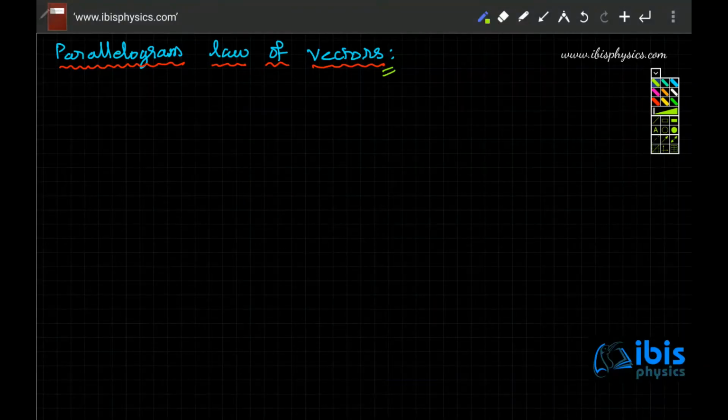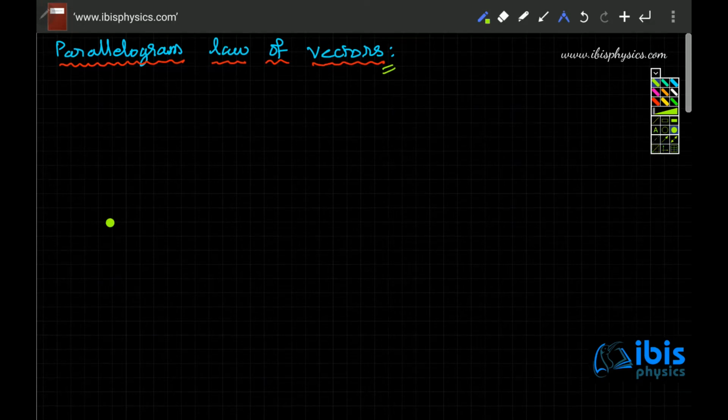Version of the previous discussion is what is called the triangular law. Using the triangular law, we will arrive at the parallelogram law of vectors. I'll tell you why it is the parallelogram law of vectors. If there is an object and two forces are acting on that object, one force in this direction and another force in this direction, the resultant of these two forces can be got using the triangular law of vectors.